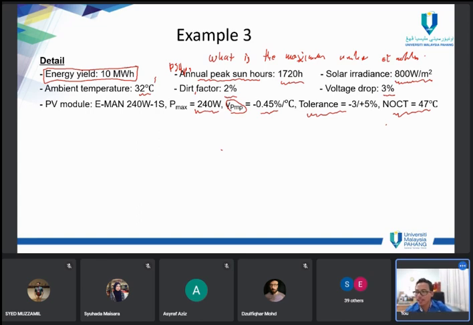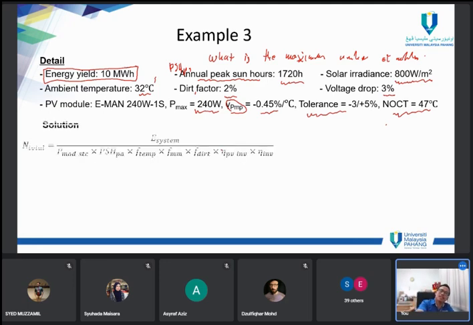So first of all, what should we do? The equation that we are going to use is not from the first criteria, nor the second criteria, but the third one, which is the latest, the N total. So I give you the equation only. N total equals E system P over P mod STC multiplied by PSH PA and F temp, and then FFM, F dirt, cable efficiency, and the inverter efficiency. Okay. So what is the value of the E system?